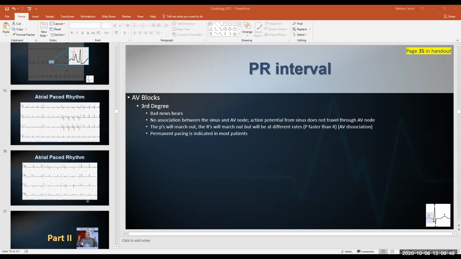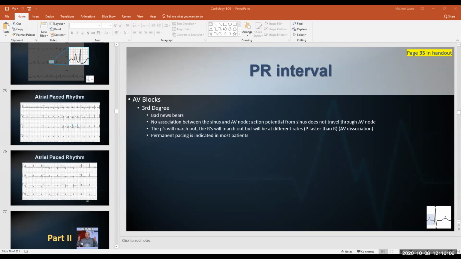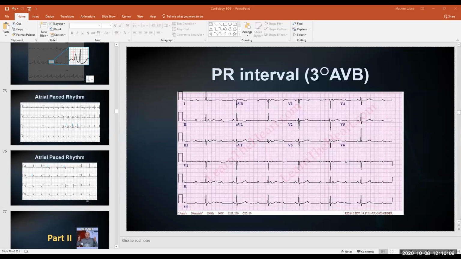So for some reason, you don't know if it's a second degree type 1 or 2, even though both these patients need to have pacing on. You could do that, but I would argue just get the pacing on at the same time. But they're going to be different rates. So the P is going to be a lot faster than the R are going to be, which shows that there's clearly some dissociation happening. So let's look at an example of a third degree.